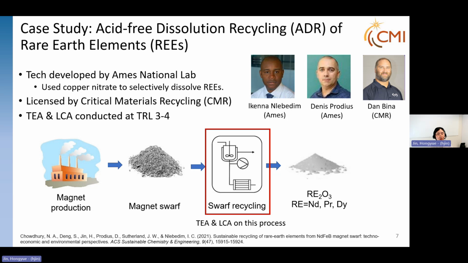And this technology has been licensed to Critical Materials Recycling, CMR, and Mr. Dan Bina's photo is shown here from CMR. And then the TEA-LCA was conducted in collaboration with this team, as well as Purdue University and the University of Arizona. And this TEA-LCA was conducted at an early stage of technology development, at a TRL level of 3 to 4.